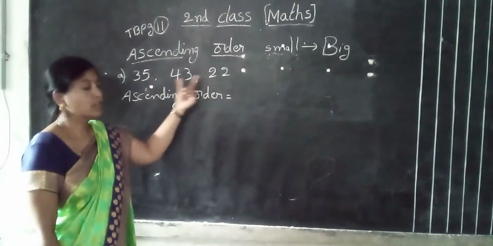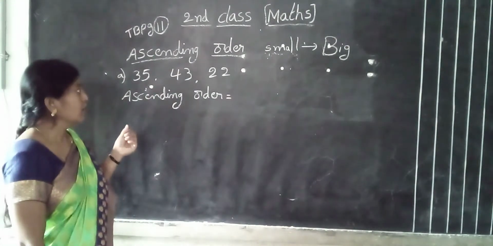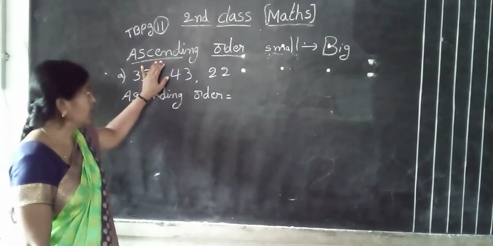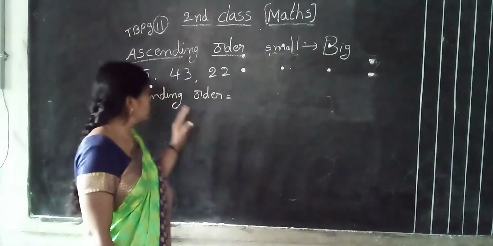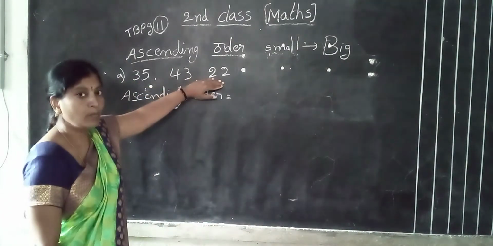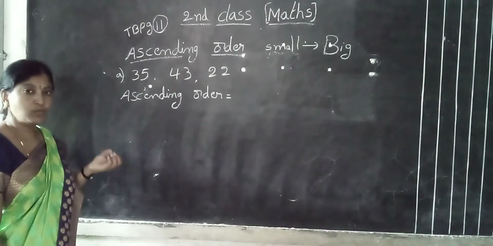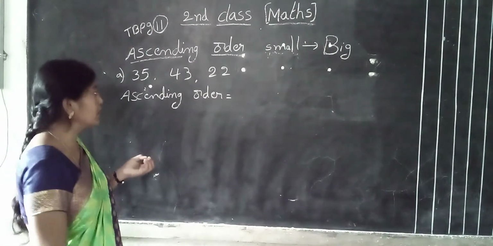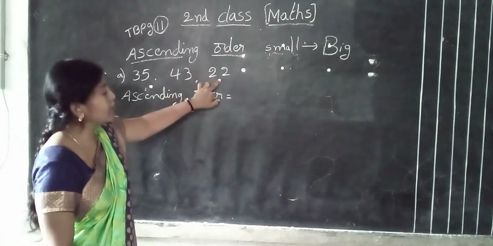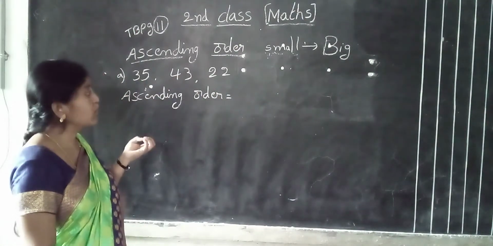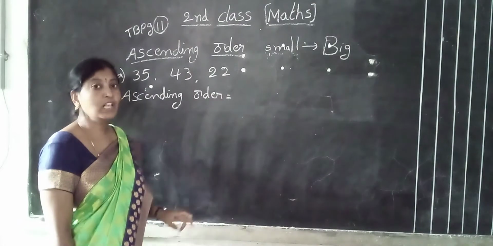In these numbers, we will write the ascending order. Okay, children? Ascending order ఏంటంటే smaller number నుంచి big number కి రాయడం. ఈ numbers కి ascending order రాయాలి అంటే వీటిలో ఫస్ట్ స్మాలెస్ట్ నెంబర్ రాయాలి. చిన్న నెంబర్ నుంచి పెద్ద నెంబర్ రాయాలన్నమాట. ఒకసారి చెక్ చేయండి. 35, 43, 22 లో ఏ నెంబర్ స్మాలెస్ట్ నెంబర్? 22 is the smallest number.